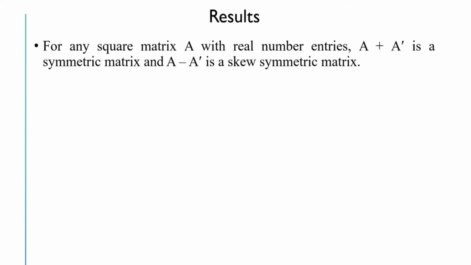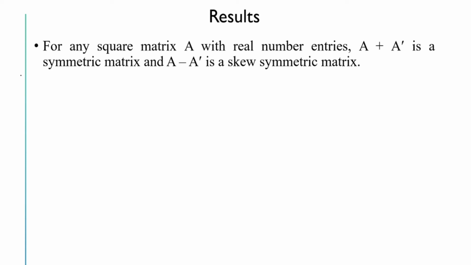The next one we will see two theorems. The first theorem is for any square matrix A with real number entries, A plus A transpose is a symmetric matrix and A minus A transpose is a skew symmetric matrix. So when we take any square matrix A which has real numbers as its elements, then A plus A transpose is a symmetric matrix and A minus A transpose is a skew symmetric matrix.